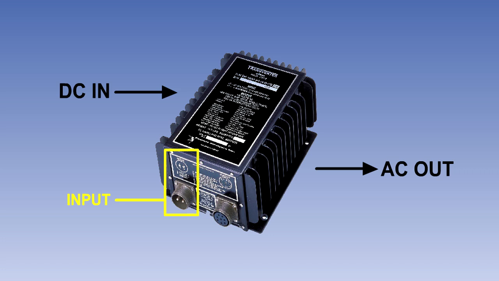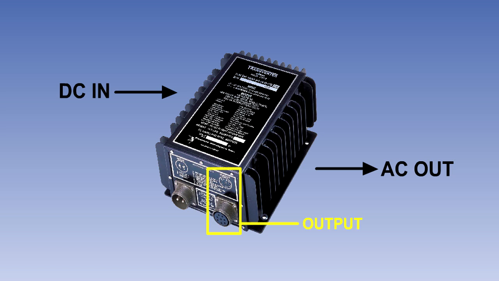The static inverter can accept a range of DC input voltages and still produce a steady AC output. The most common AC output is 115 volts AC at 400 Hz frequency. The frequency of AC electrical supplies is fully explained in the AC lessons.